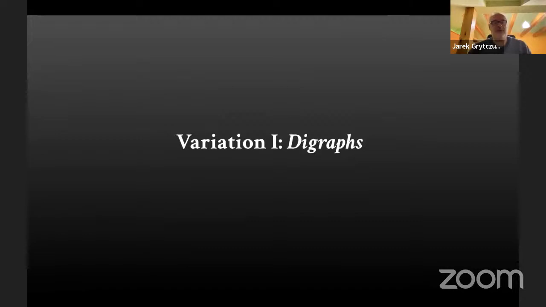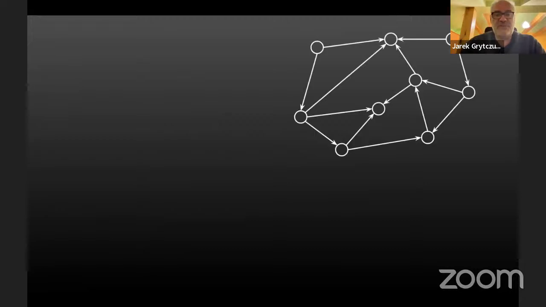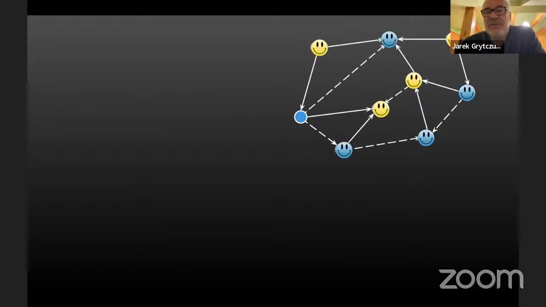Okay, so I will show you 3 variations on this majority coloring, and the first variation is for digraphs. So it is very natural. Suppose we are given a directed graph, and again we want to color vertices, and some edges will be good, some edges will be bad. Now these edges are directed, but the definition of bad and good is still the same. Good is when the ends are in different colors, and bad is when the edge is monochromatic.